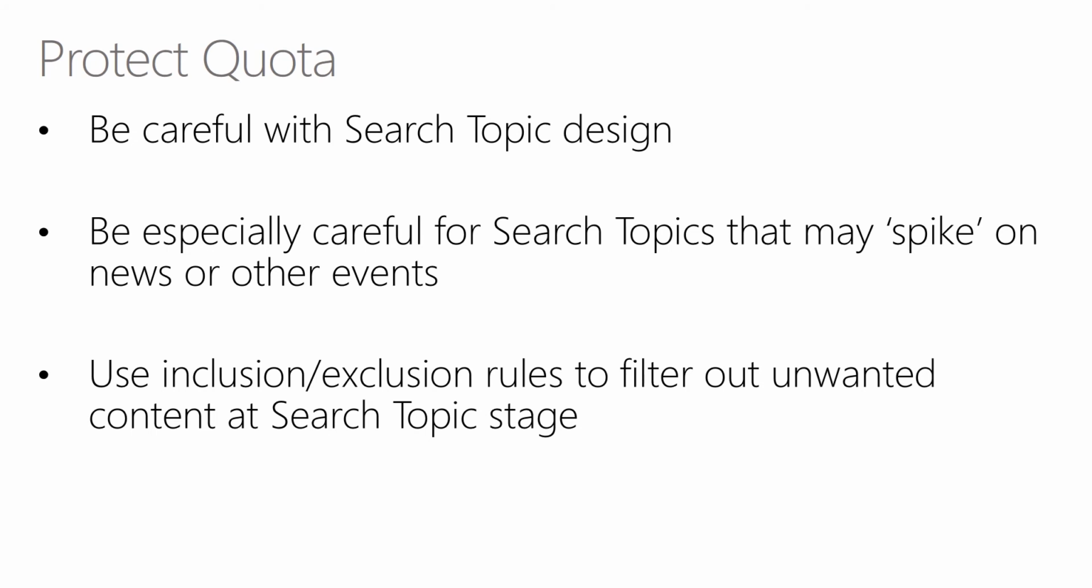So when you are building your searches and gathering this information, you want to be mindful of the quota that you are using. You can buy a virtually endless amount of quota, but to stay within your limits, you should be mindful of the search topic design so that it's gathering what you are expecting it to gather. You need to be aware that there may be some news that happens that would cause one of your searches to spike, which could practically overnight use all of the quota that you have. You can make use of those inclusions and exclusions that we discussed to filter out some unwanted content so that you're using your quota for what you need it to do.